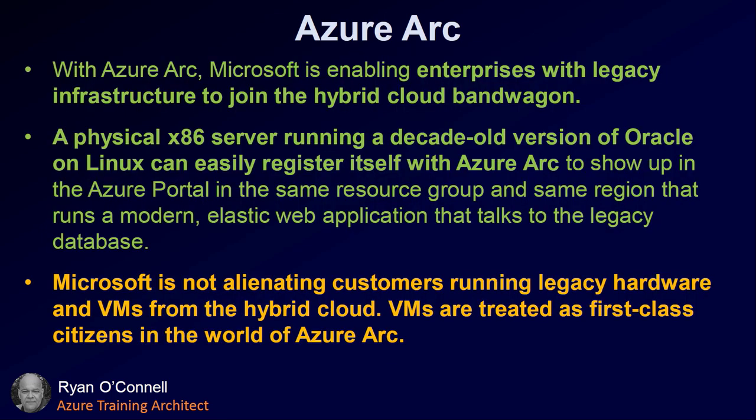With Azure Arc, Microsoft is enabling enterprises with legacy infrastructure to join the hybrid cloud bandwagon. A physical x86 server running a decade-old version of Oracle Linux can easily register itself with Azure Arc to show up in the portal in the same resource group and the same region that runs a modern elastic web application that talks to a legacy database. Microsoft is not alienating customers running legacy hardware and VMs from the hybrid cloud. VMs are treated as first-class citizens in the world of Azure Arc.